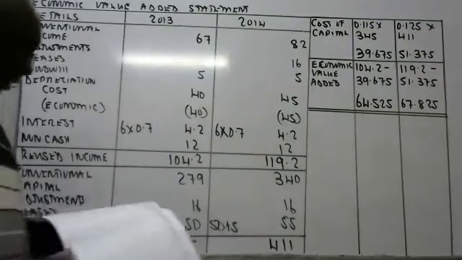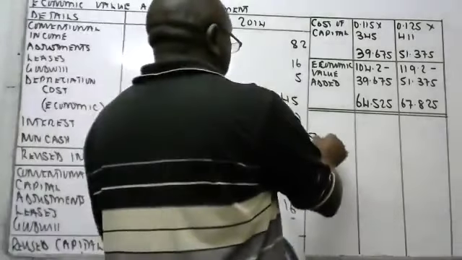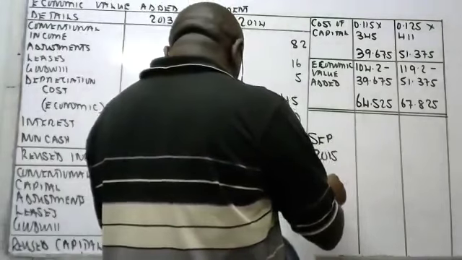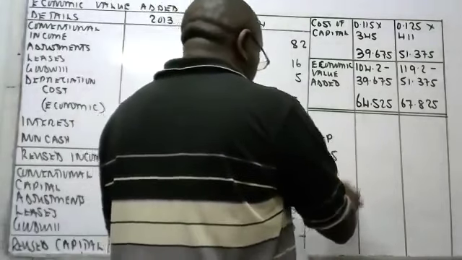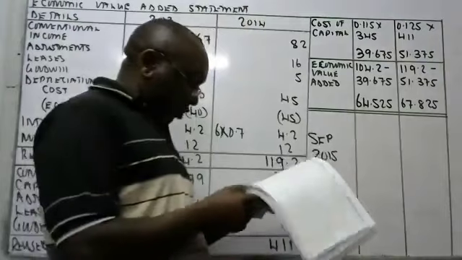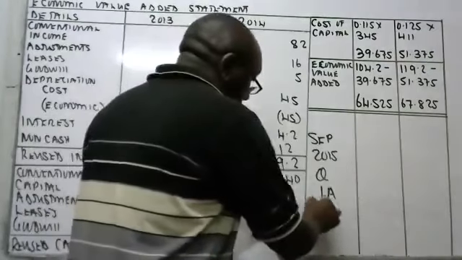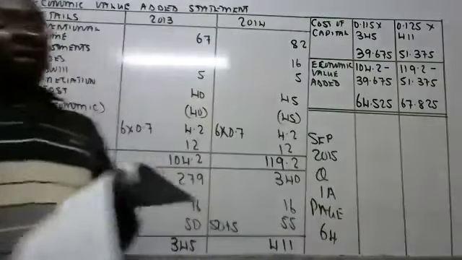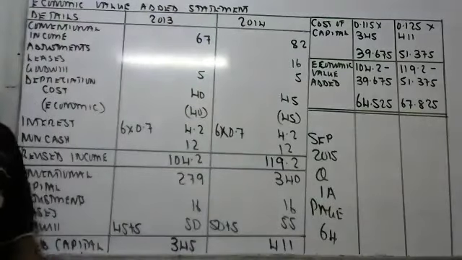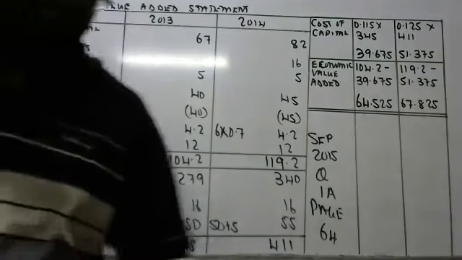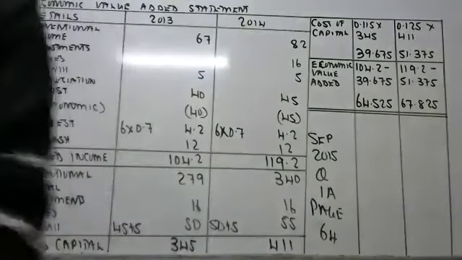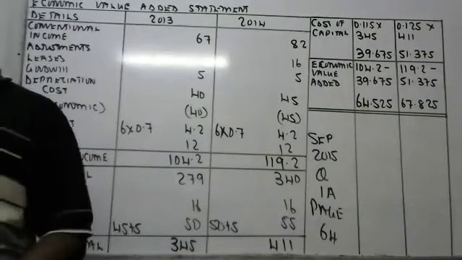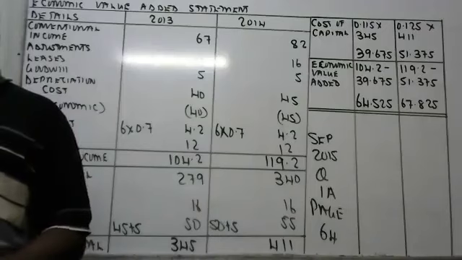So for practicing that, you can attempt September 2015 question 1A. It's on page 64. Attempt that. Therefore, we call it a semester at that point.